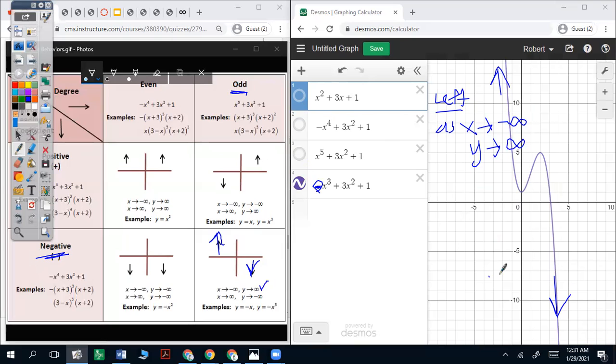And then on the right side, you would flip the y. So on the right side, you'd say as x goes to infinity, y goes to negative infinity. That's going to be left side and right side. So that's going to be odd and negative. Hope that was helpful.